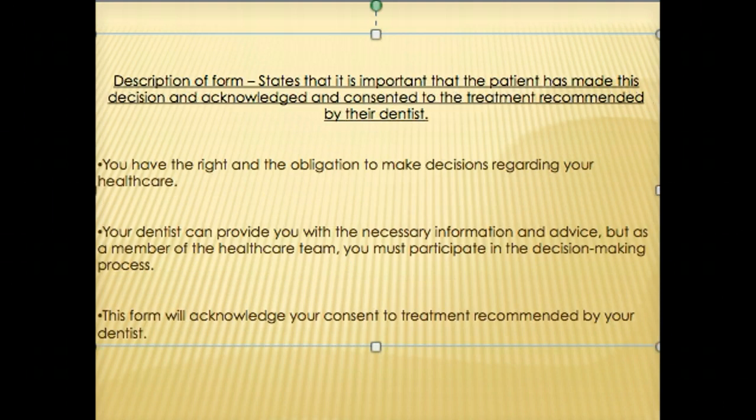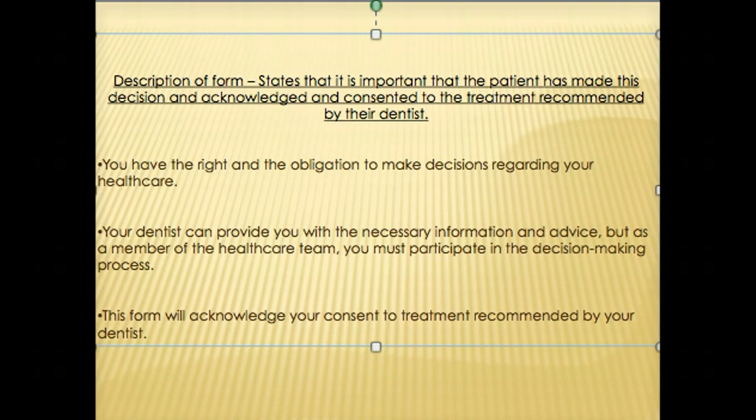The next section is the description of the form being signed, in this case, the consent for dental implants. It states that it is important that the patient has made his or her decision and acknowledged and consented to the treatment that was recommended by their dentist.